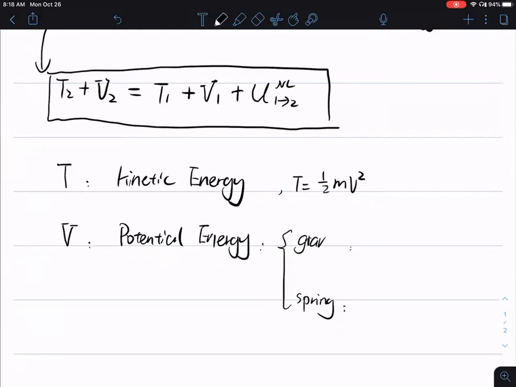I have a question. I need help. How do you spell gravity again? Gravity. Is that right? I'm not very confident with my spelling.